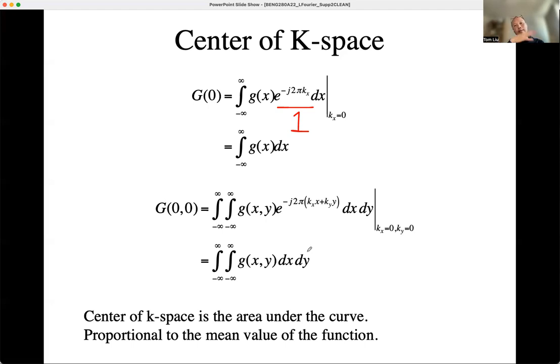You basically integrate the function. And so the center of k-space tells you a lot about what sort of the mean value of the function is. Typically for a brain or a body, it's the average, and it basically tells you the average amount of how many spins, how many protons, are in your object.